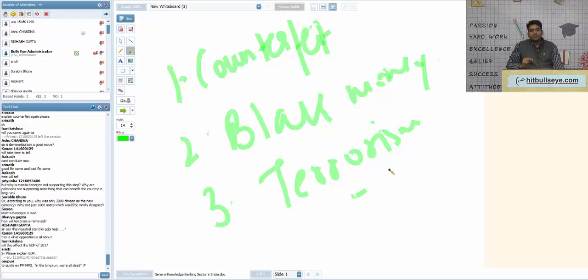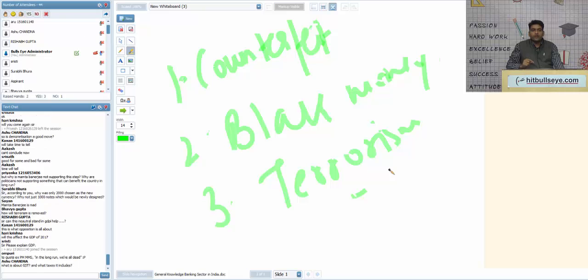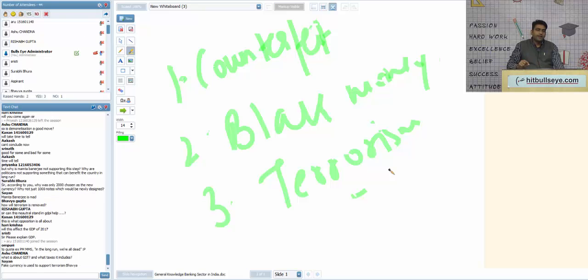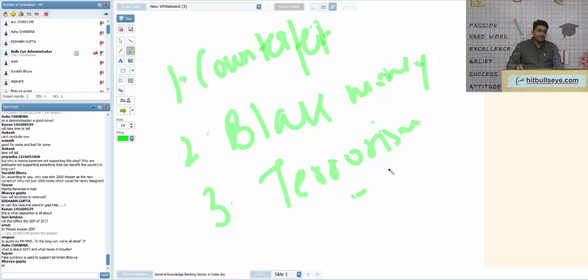Nobody will throw their money in water or drains or nalas for no use. Just simple. If you are throwing money in the drain, that means you were stealing, and if you were stealing, then obviously the move is good. It is in the larger interest of the country.